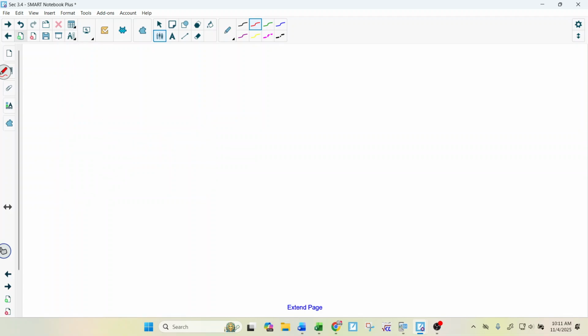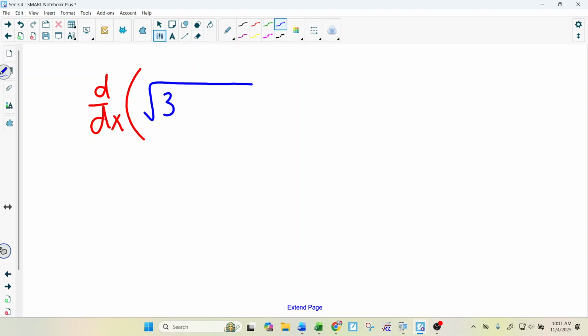Let's try this one. I want you to try this one. Find somewhere on your paper where you've got a blank spot and try this one. See if you can take the derivative of that.